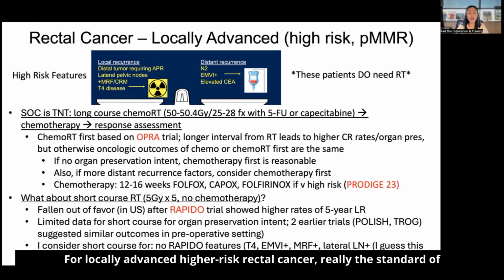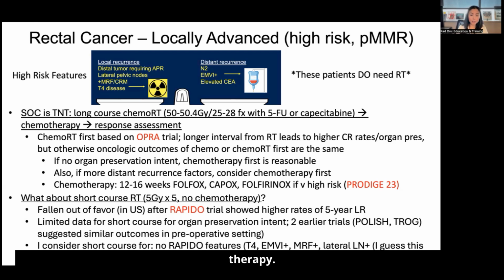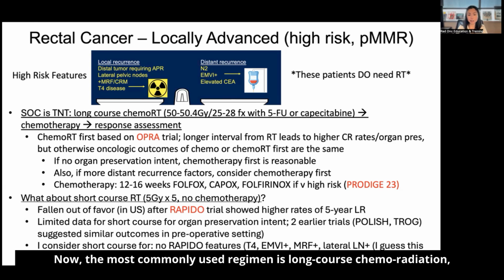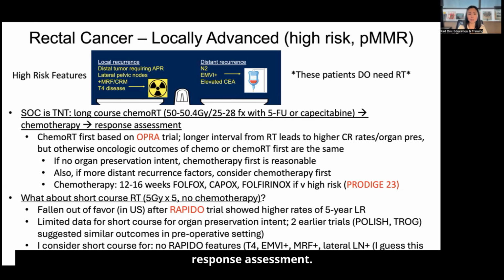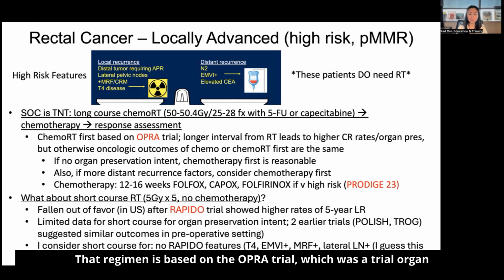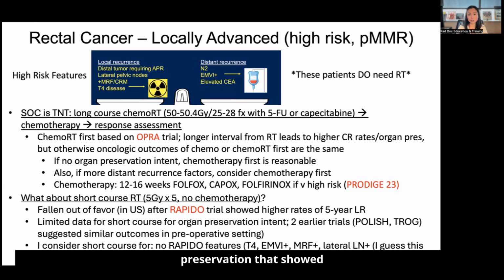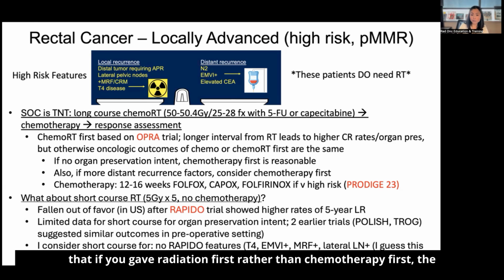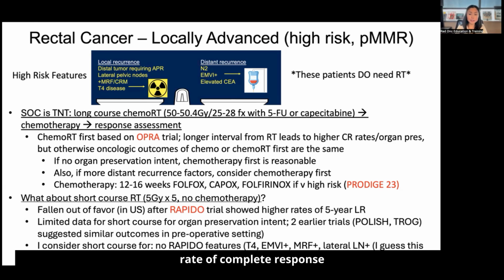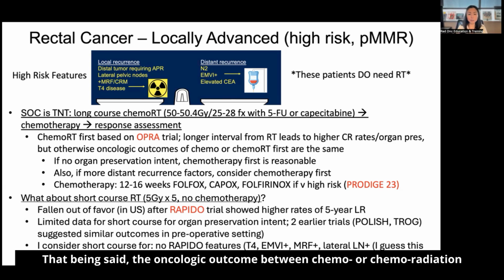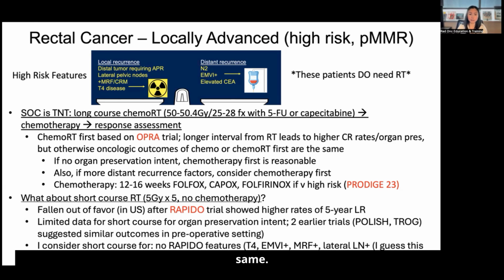So for locally advanced higher risk rectal cancer, really the standard of care is total neoadjuvant therapy. And now the most commonly used regimen is long course chemoradiation, chemotherapy followed by response assessment. That regimen is based on the OPRA trial, which was a trial in organ preservation that showed that if you gave radiation first rather than chemotherapy first, the rate of complete response and organ preservation was higher. That being said, the oncologic outcomes between chemo or chemoradiation first are the same.